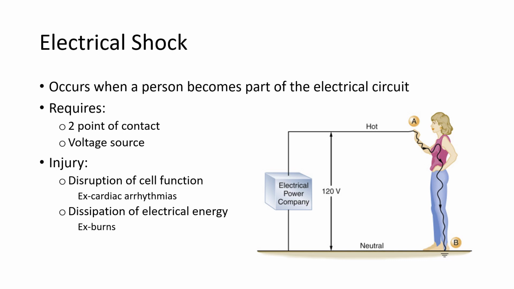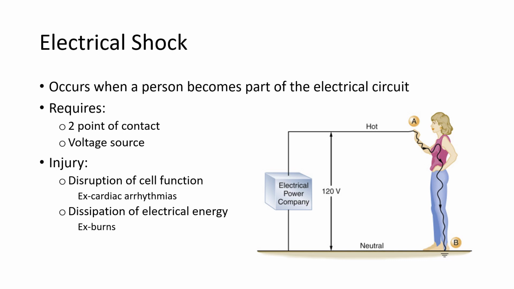So why is electrical safety important in the operating room? We're trying to prevent electrical shock from occurring, either to the patient or the provider. Electrical shock occurs when a person becomes part of the electrical circuit. It requires 2 points of contact so that a complete circuit is formed, and a voltage source, which is the power. So as you can see, this person has become part of the electrical circuit, which has a voltage, so the person would sustain a shock.